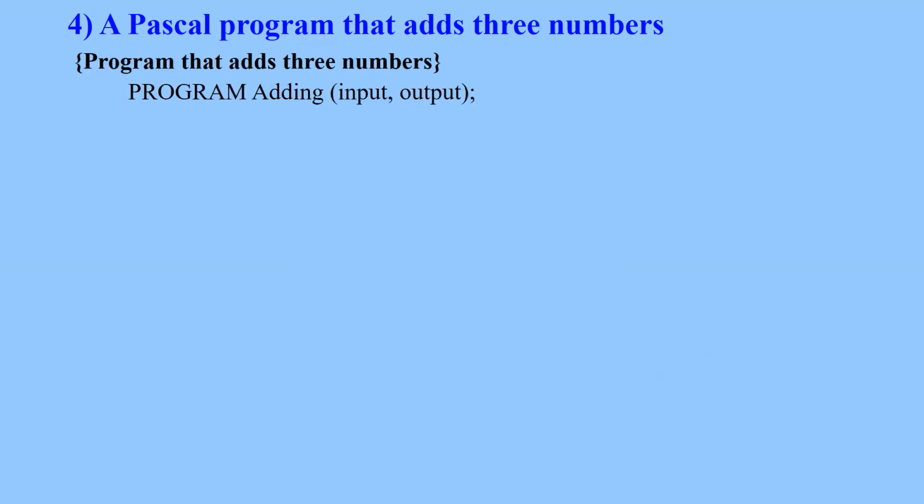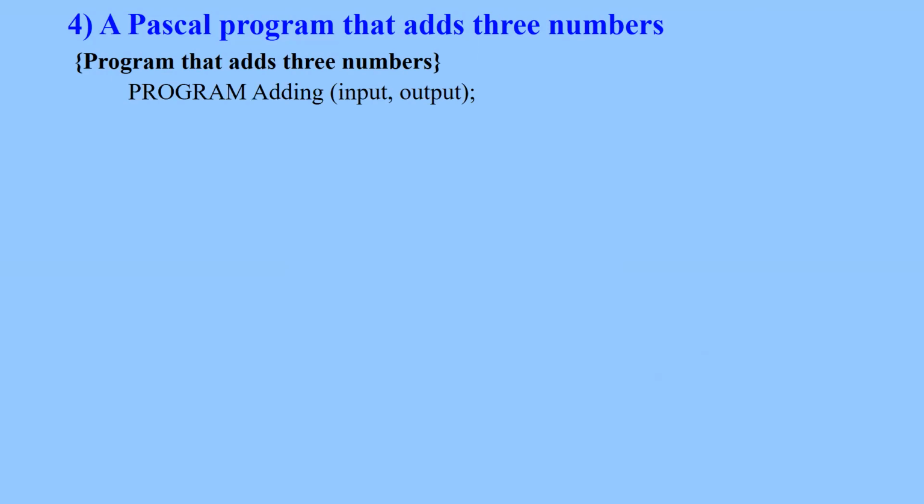Our next program is a Pascal program that adds 3 numbers. Of course, these are based on the flowchart that we have already seen. So, program that adds 3 numbers, that's the comment, followed by the program header, program adding.